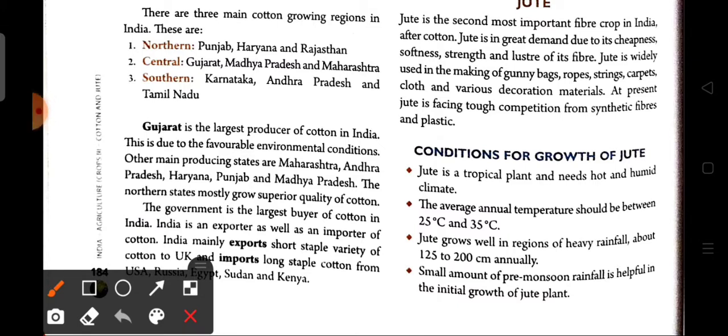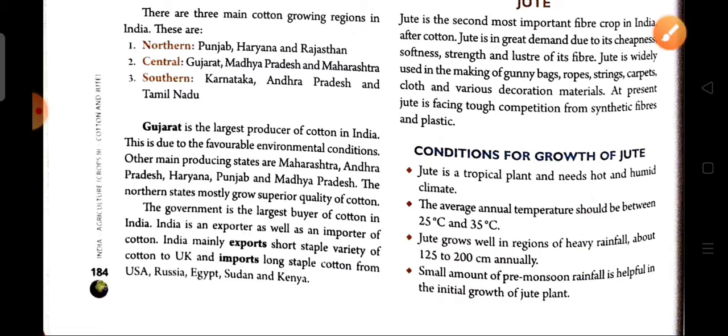Jute grows well in regions of heavy rainfall, that is 125 to 200 centimeter annually. So it needs a heavy amount of rainwater. For that reason it is grown in regions of high rainfall, that is 125 to 200 centimeter of rainfall annually. A small amount of pre-monsoonal rainfall is helpful for the initial growth of the jute plant. So when the cultivation starts, the pre-monsoonal rainfall is an advantage to the initial growth of the jute plant.